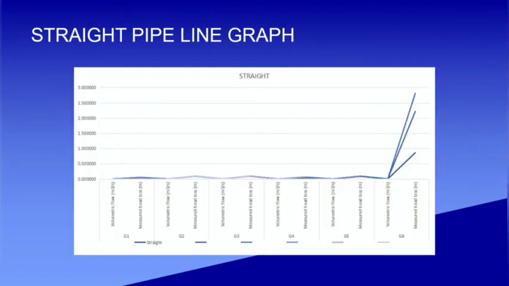This is the straight pipe line graph. As you can see, there are minor bumps on the line. So we know that there is less friction loss in the straight pipe line graph.